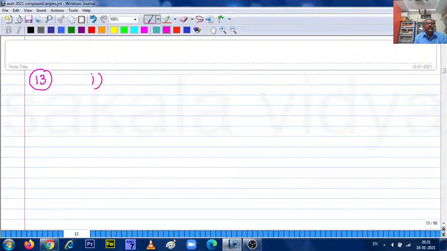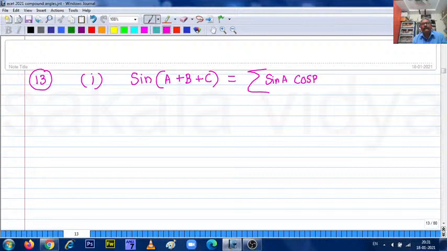In that, the first one is sine of A plus B plus C. My dear children, you know sine of A plus B. But what is sine of A plus B plus C? Sometimes these types of questions may be asked in entrance examinations. My dear children, remember that sine of A plus B plus C is equal to sigma sine A cos B cos C minus sine A sine B sine C. Don't worry, I will explain sigma.